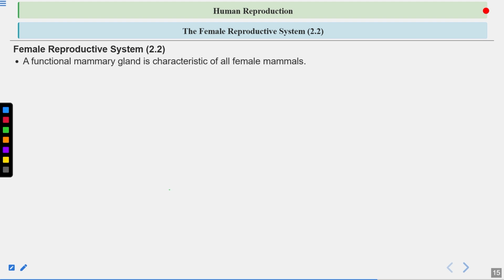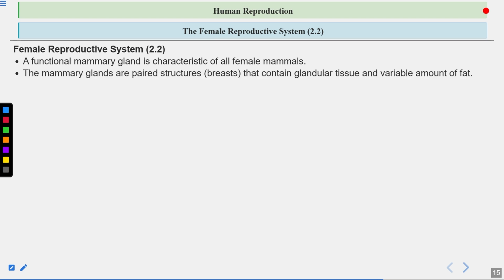Now let's talk about the mammary gland. A functional mammary gland is characteristic of all the female mammals. So where are mammary glands present? Mammary glands are present in all the female mammals. A pair of mammary glands is present, known as the breast. The mammary glands are paired structures known as breasts that contain glandular tissue and a variable amount of fat.